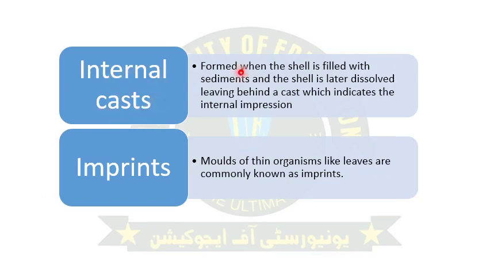Internal casts. These are formed when the shell is filled with sediments and the shell is later dissolved, leaving behind a cast which indicates the internal impression. Imprints. These are molds of thin organisms like leaves, commonly known as imprints. So these are related to only some sign or small remains of the body parts, just like remains of leaves.